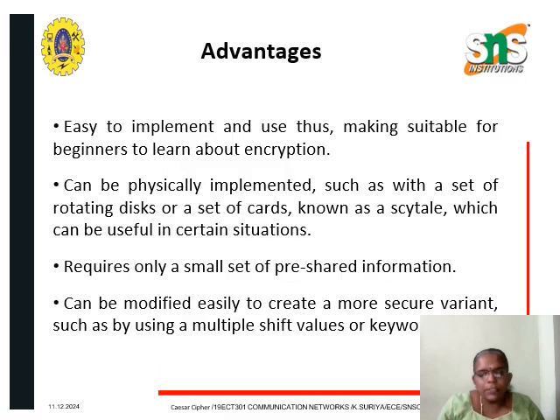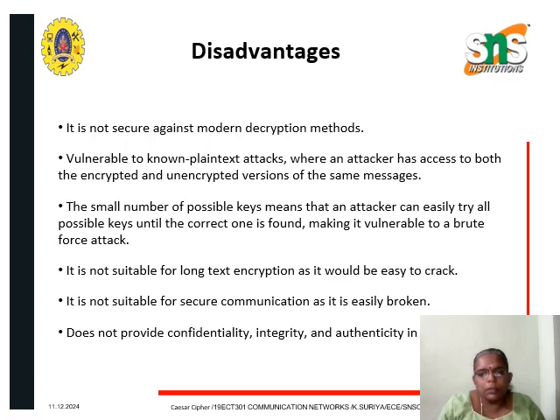Some of the advantages of Caesar cipher is it is easy to implement and thus making it suitable for beginners to learn about encryption. It can be physically implemented such as with a set of rotating disks or a set of cards known as the scytale, which can be useful in certain situations. It requires only a small set of pre-shared information and can be modified easily to create a more secure variant such as by using multiple shift values or keywords.